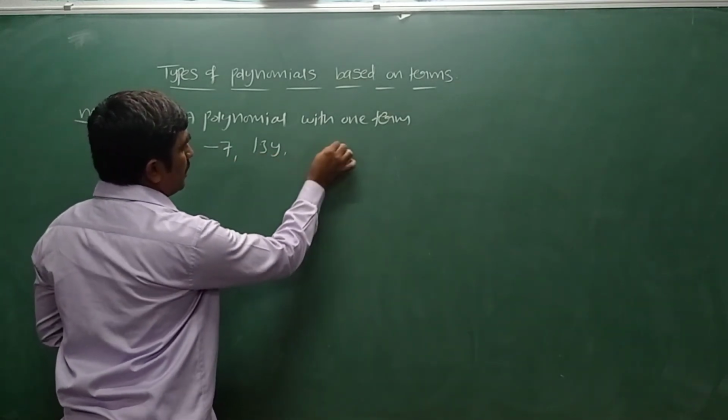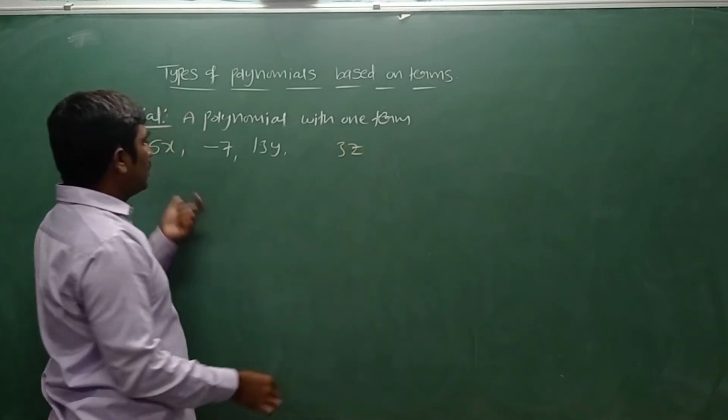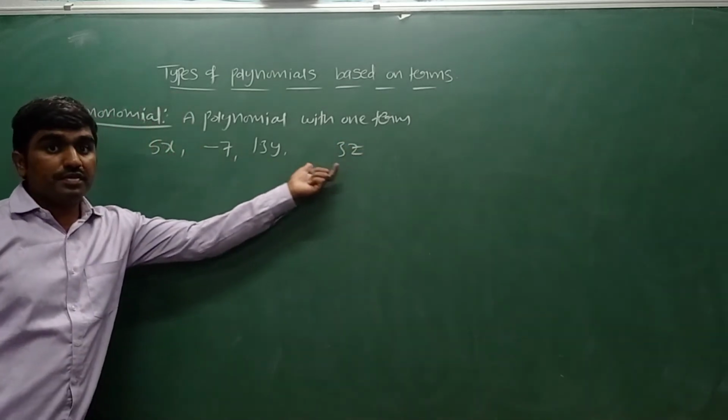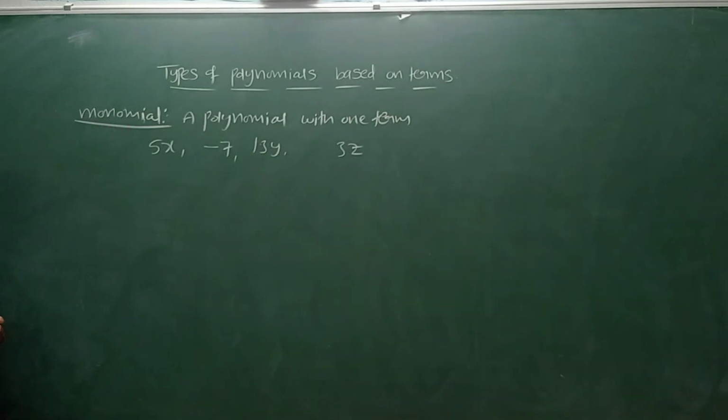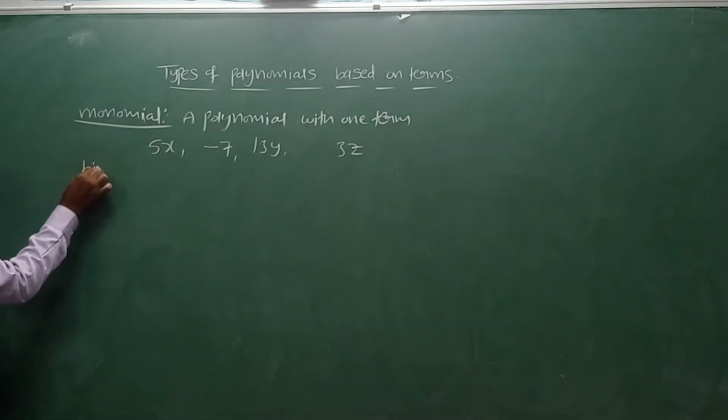Let me take 3z. Yes, here you can see a polynomial which contains only 1 term. This comes under monomial. Monomial means what? A polynomial with only 1 term. Next one we see is binomial.